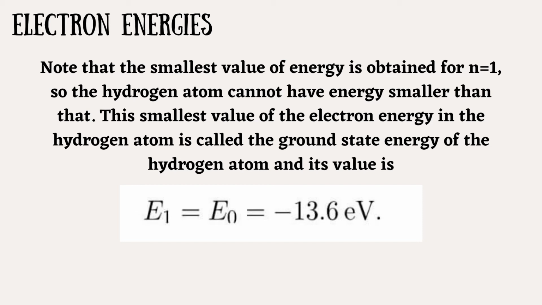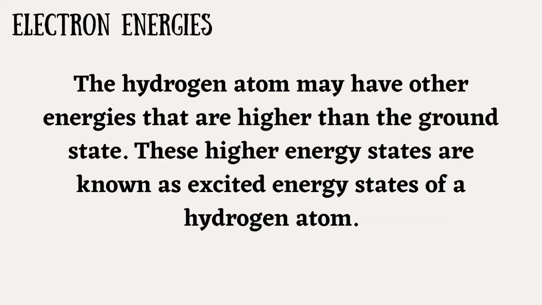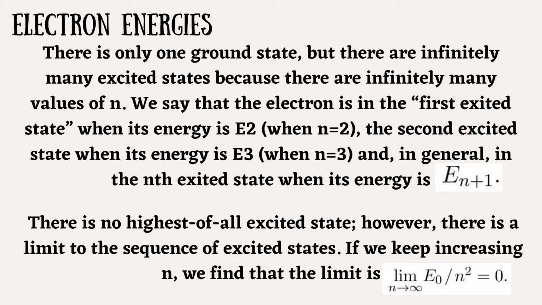The smallest value of the electron energy in the hydrogen atom is called the ground state of the hydrogen atom, and its value is E sub 1, equal to negative E sub 0, equal to negative 13.6 eV. The hydrogen atom may have other energies that are higher than the ground state. These higher energy states are known as excited energy states of the hydrogen atom. There is only one ground state, but there are infinitely many excited states because there are infinitely many values of n.